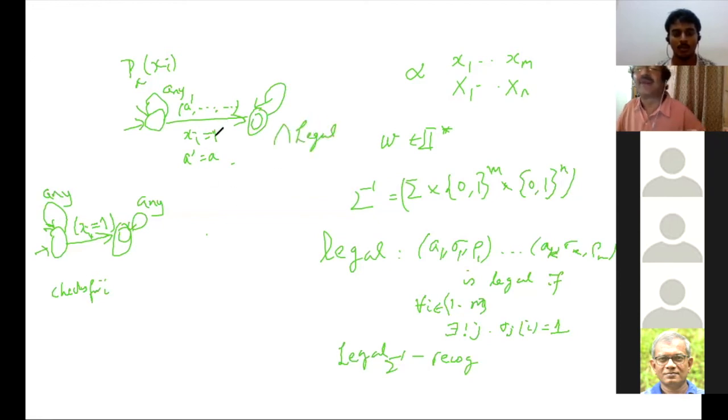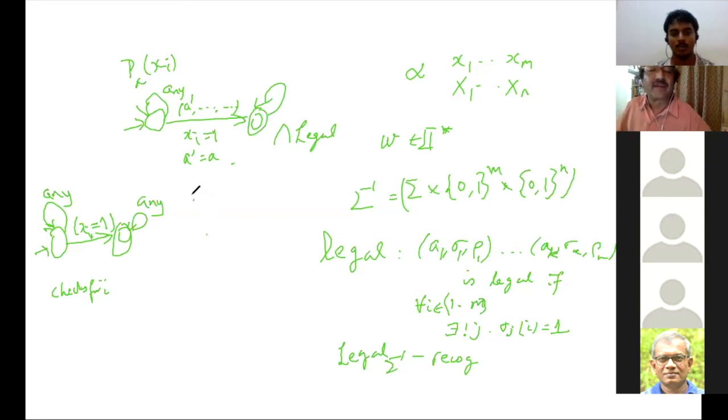Now we know that the moment I take intersection with the automaton for legal, I know that xi will become 1 at exactly one position, right? And there you are checking that this is equal to a. Otherwise, it will not reach a final state at all. It will be looping. So a string where it is not labeled by a is not going to be accepted. So this is the way of checking for it.